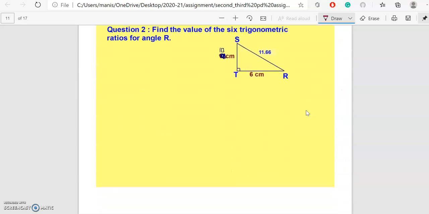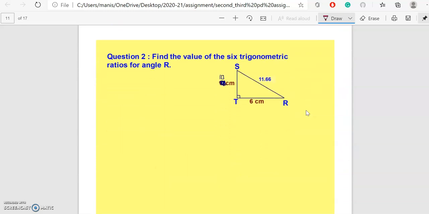Go ahead and copy the question over here. I will wait for you. Copy the question and make sure you draw the triangle. Alright, the question says find the value of the six trigonometric ratios. Look at the words six trigonometric ratios for angle R. Go ahead and circle this angle R. This is very important. Label the triangle.